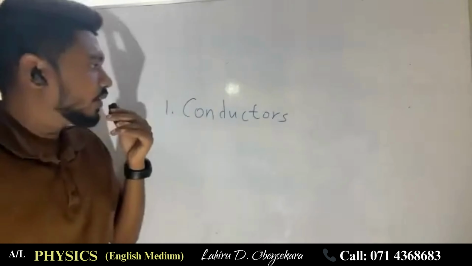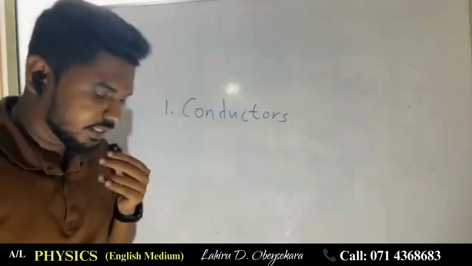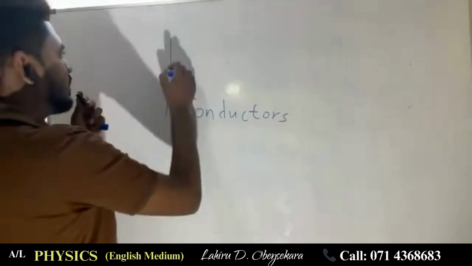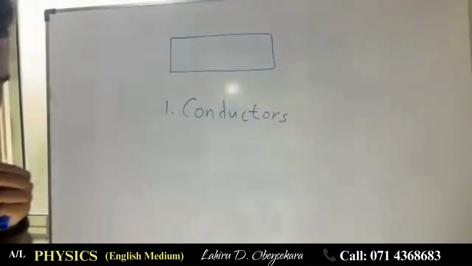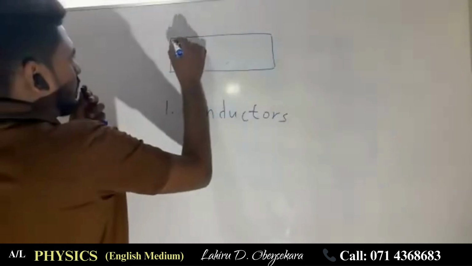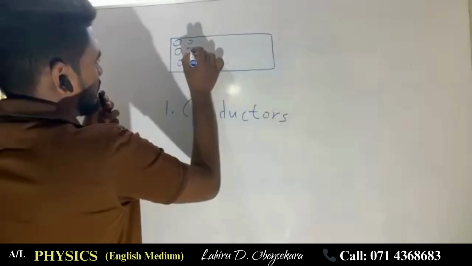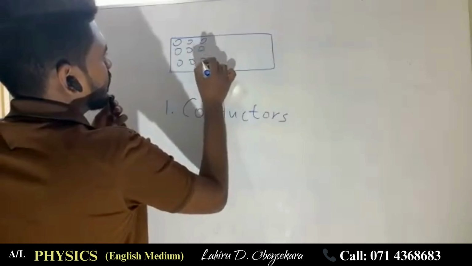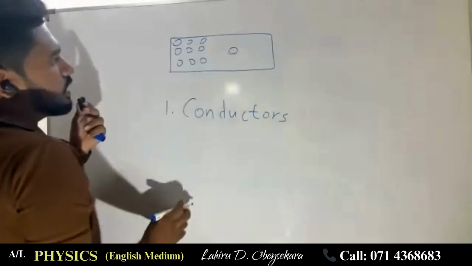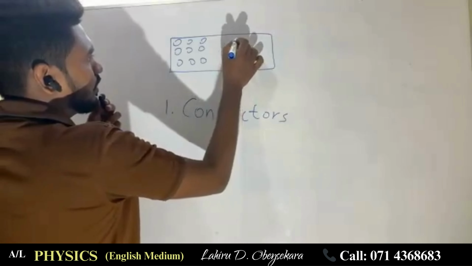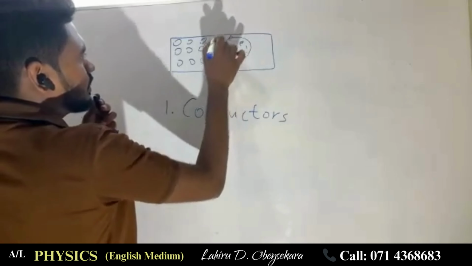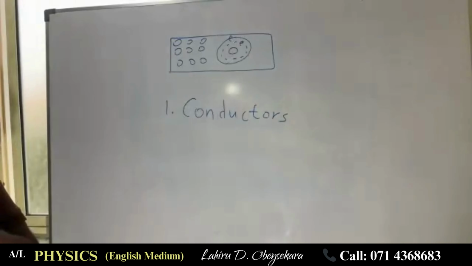Okay, so conductors means what? In our second lesson, I think the ionic bonds and bonds lesson, we said that our matter consists of atoms, right? So when we consider an atom, there are some electrons in some energy levels, right? Okay, what happened?